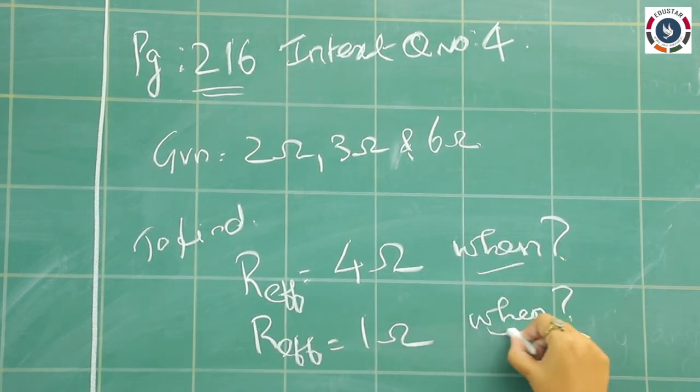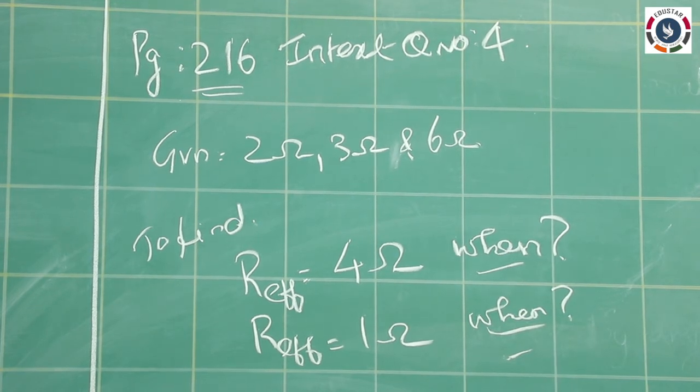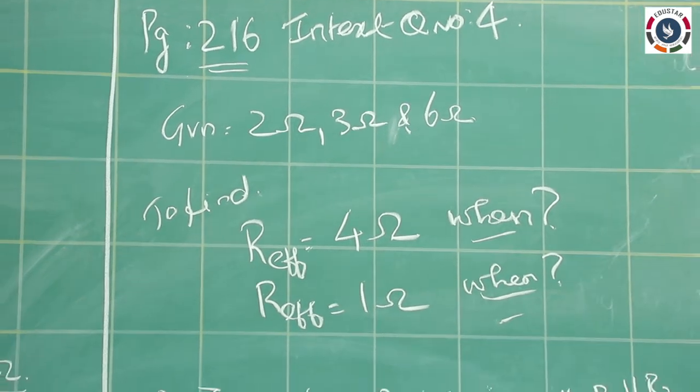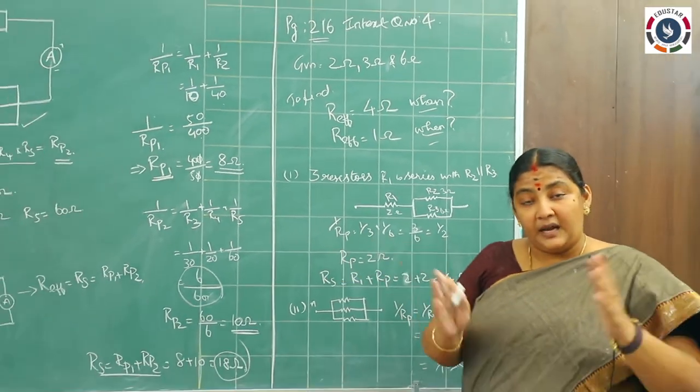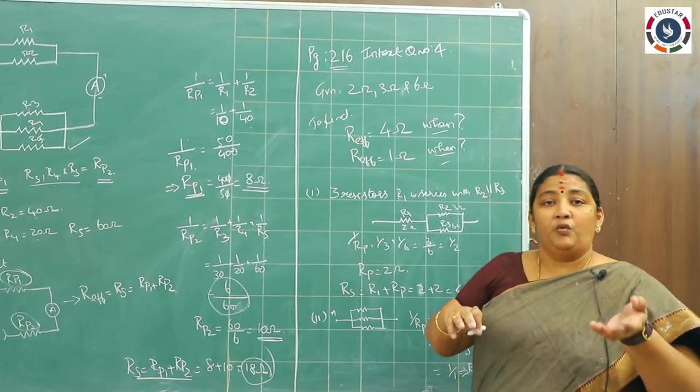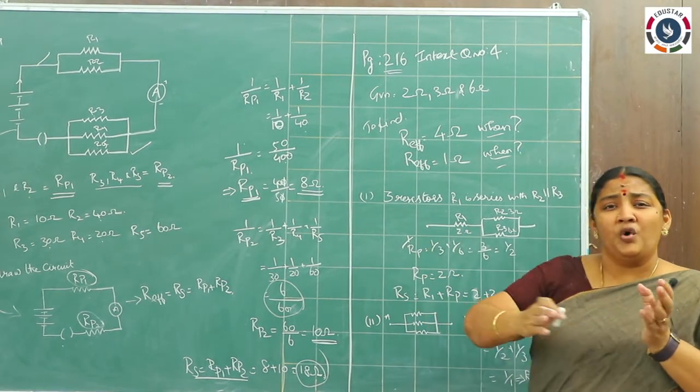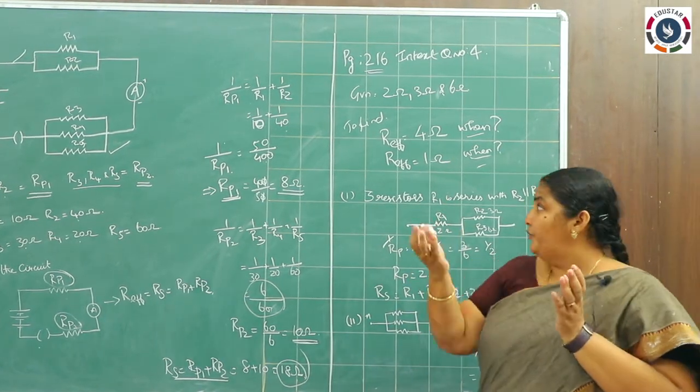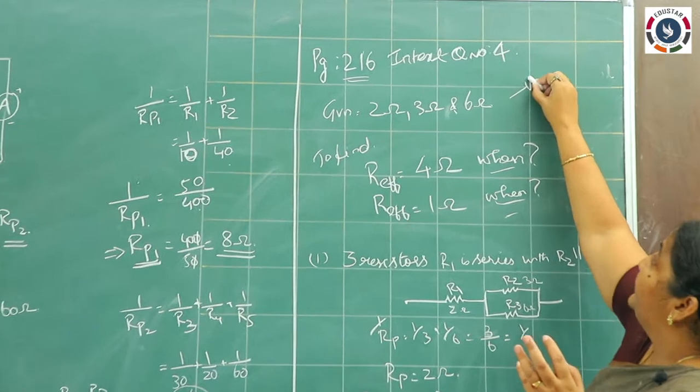So what does this "when" mean? It is nothing but how you are going to connect the resistors in your circuit. Now we know two methods of connection, right? We can connect the resistors in series, also in parallel, as well as we can combine them together, one in series with the parallel of 2, or 2 in series with the parallel of 1. See, we can connect by this method.